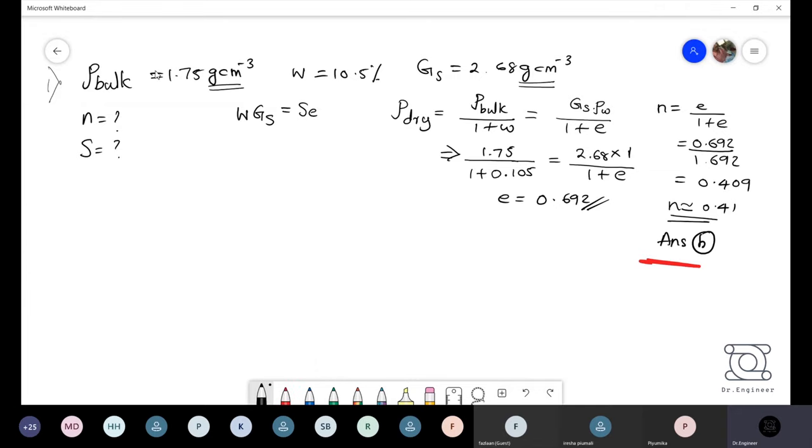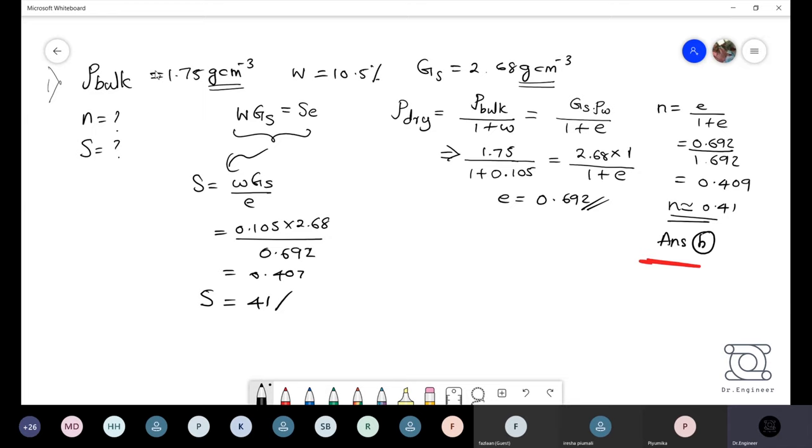The next part is S. S is fairly easy. We can use this one: S is equal to W GS by E. So W we know is 0.105 into GS, 2.68, over 0.692. The value is somewhat closer to 0.407, which is in decimal places. When you convert it to percentage, it's nearly 41%. So again, option B, right? Okay, are you all okay with this? Any issues in this particular part?